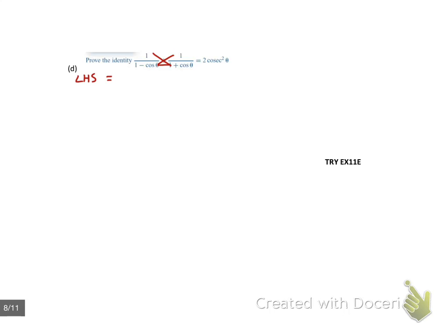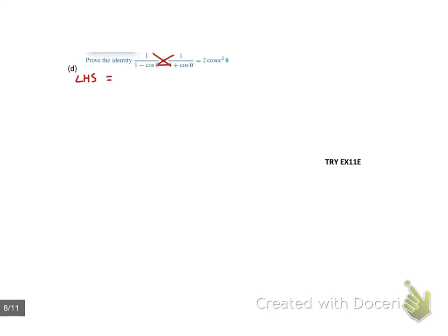Now we're going to prove the identity that 1 on 1 minus cos theta plus 1 on 1 plus cos theta equals 2 cosec squared theta. Now the normal way to approach this is to start with one of the two, left or right hand side, usually the left side, and see if we can work our way towards the right hand side. Okay, so on the left hand side we note we've got two fractions there, so we're going to combine those using a common denominator.